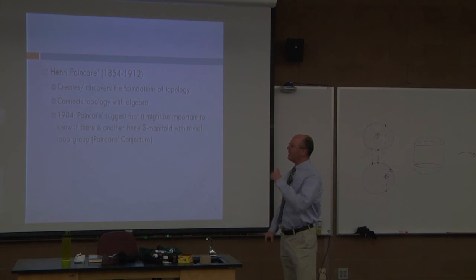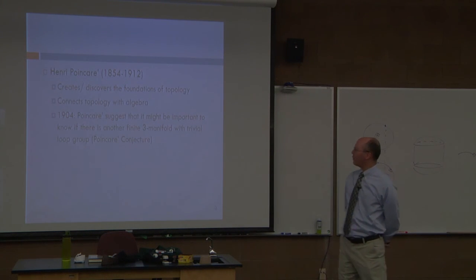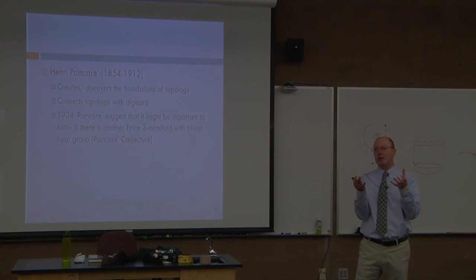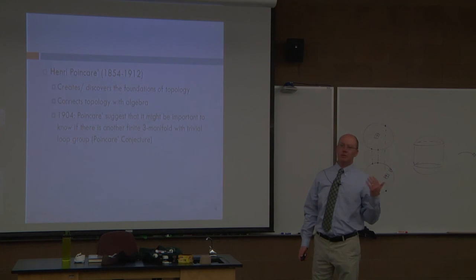But anyway, in 1904, Poincaré suggested it might be important to know if there is another finite three manifold with trivial loop group. Now I'm just talking about the three sphere as one of those objects. He wants to know, is there another one? And the answer is no.